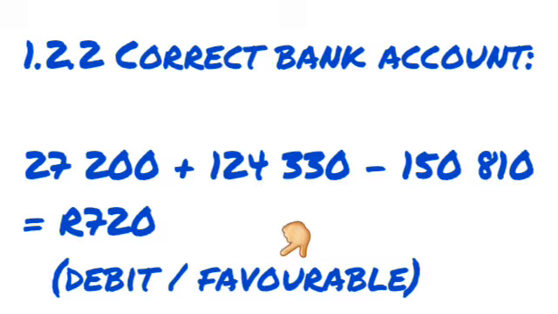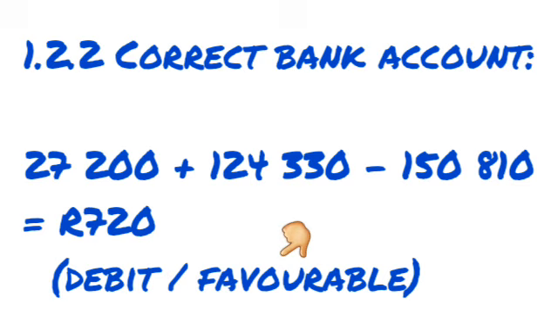Why? Because we are dealing with a bank account. In a bank statement, debit means unfavorable, credit means favorable. But in a bank account, meaning the one that belongs to the books, the one that we are correcting right now, debit means favorable and credit means unfavorable.